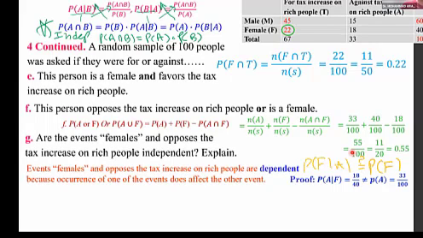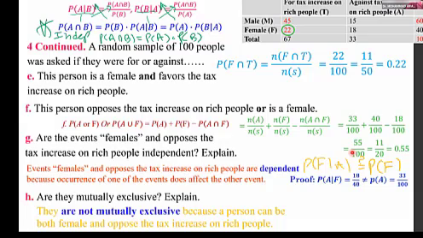And the next one says, are they mutually exclusive? Explain. Mutually exclusiveness has a specific definition we've gone over. They are not mutually exclusive because a person can be both female and oppose the tax increase on rich people. But again, let's do it with math in the following manner. Probability of A intersection F is 18 over 100. If this number is 0, they are mutually exclusive. We just proved this is not, and therefore we proved with a number it won't happen. And that's important to do it in this manner.